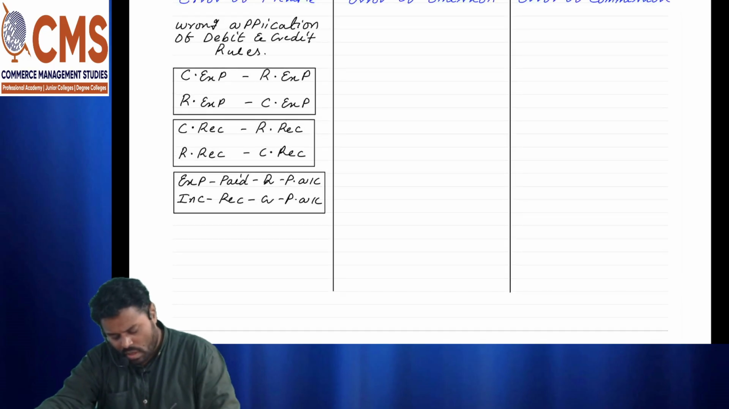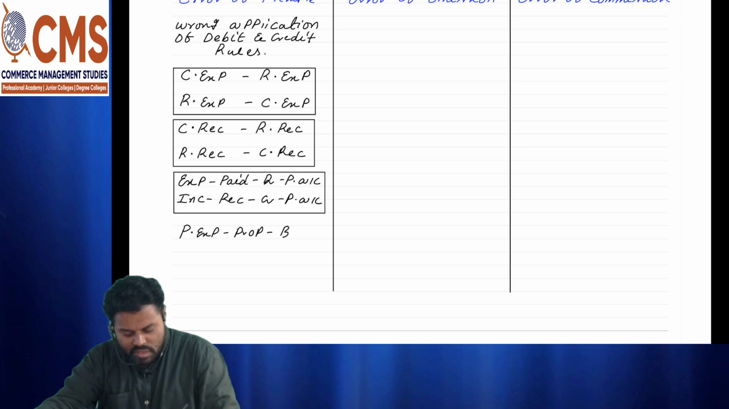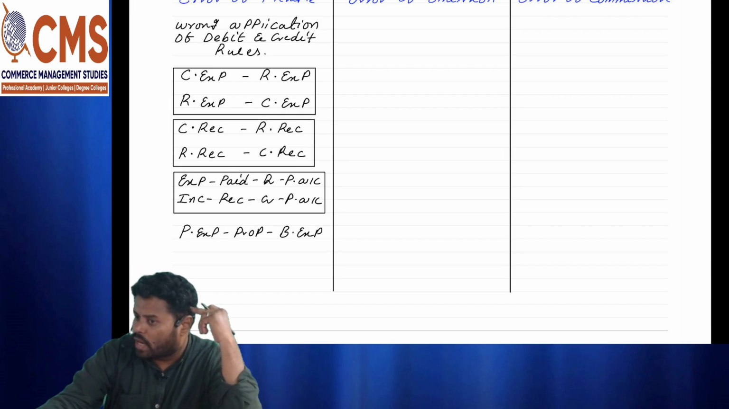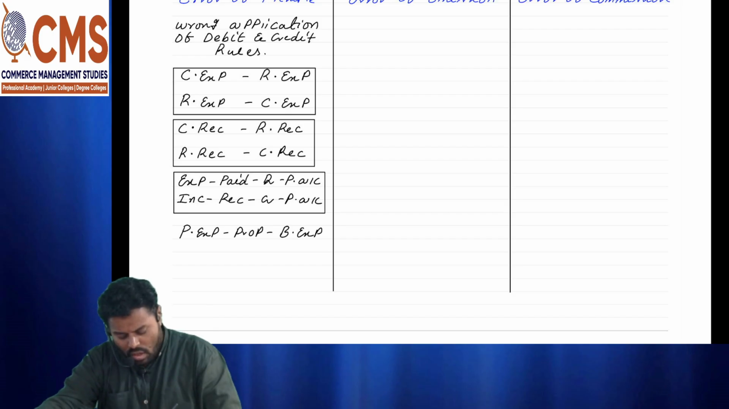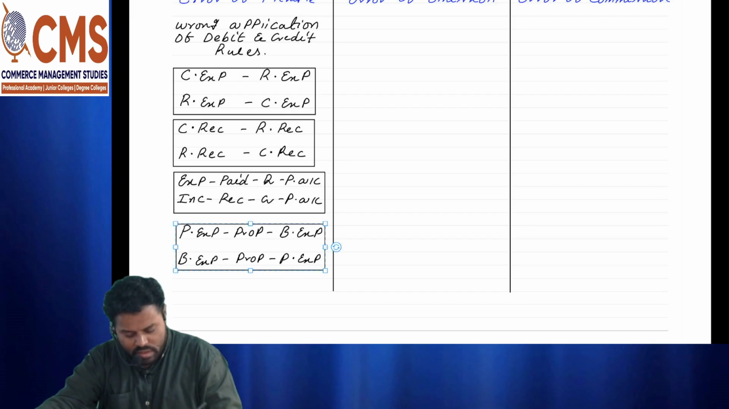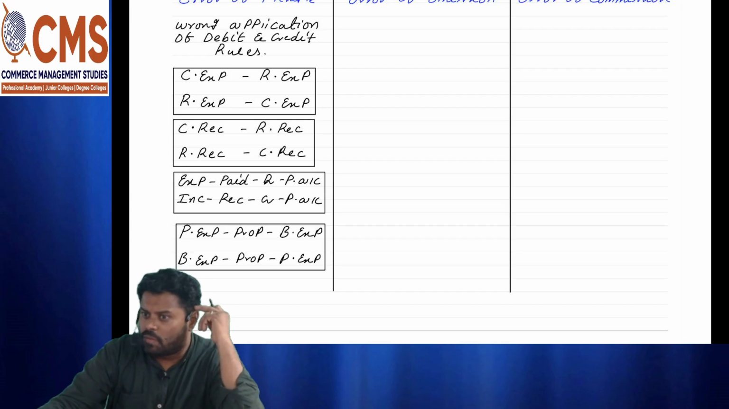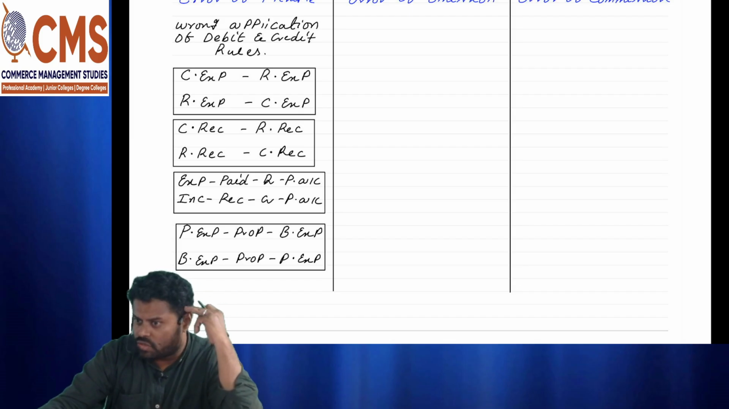Let's close it. Next one is personal expense of proprietor is treated as business expense. What is it? Personal expense of the proprietor is treated as business expense, or business expense is treated as proprietor's personal expenses. Simple. You made a mistake in drawings account. Proprietor purchased a car for his personal purpose from business proceeds.